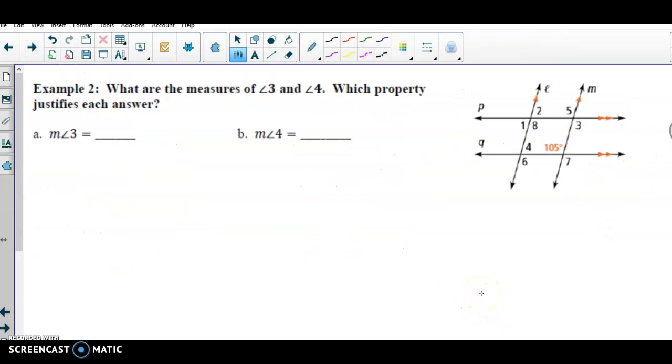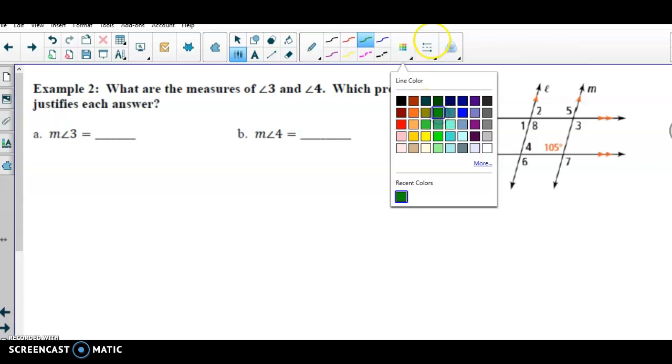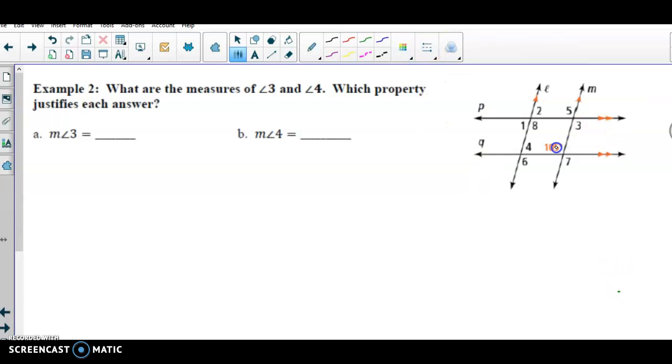All right, now we're going to do another one. What are the measures of angle 3 and 4, and which property justifies each answer? All right, so we're given in the drawing that this angle right here is 105 degrees, okay? So we need to know, well, what's the relationship of angle 3 with that angle? Well, they would be alternate interior angles. So alternate interior angles are congruent. So angle 3 will also be 105 degrees.